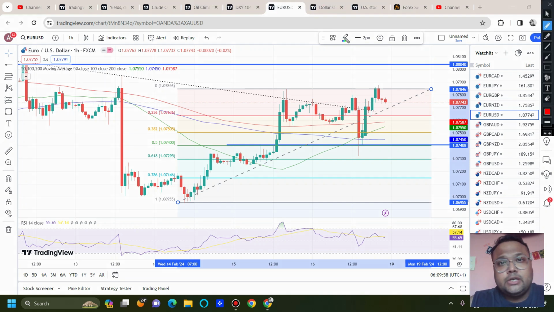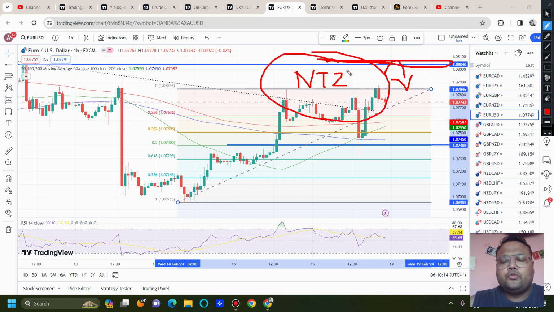Otherwise, if you're a positional trader or a swing trader, wait for the market to give you a proper bounce, or wait for the market to break this level here, okay? And if the market reverses from here, you can look for a sell as well, but here try to avoid any position, because this is your no trading zone.